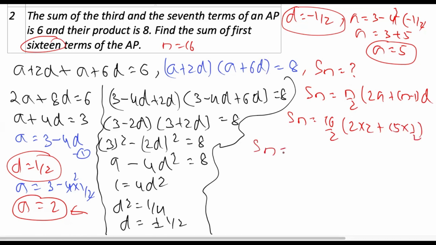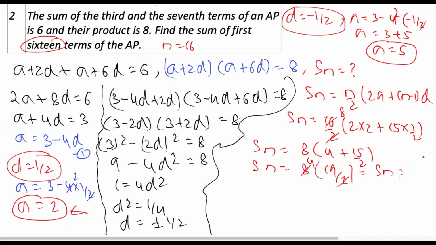So now you see Sn we get as 16 over 2, which is 8, and 2 into 2 is 4 plus 15 over 2. Now continuing with this, 8 and this is 19 over 2. Can reduce it by 4 times. So this gives us Sn as 19 into 4. And what is 19 into 4? 76.